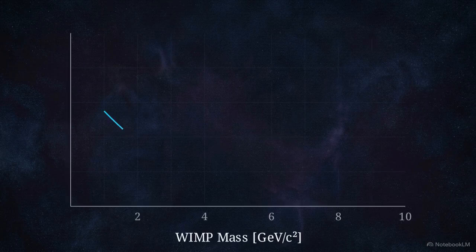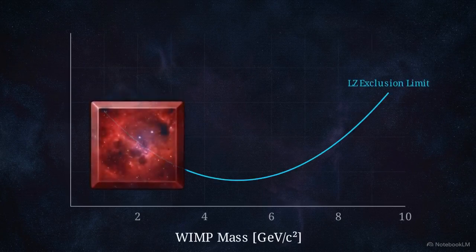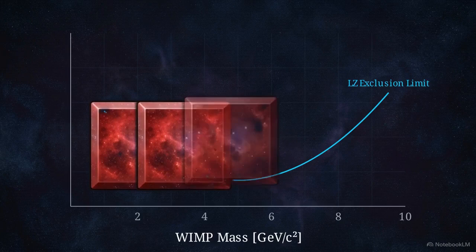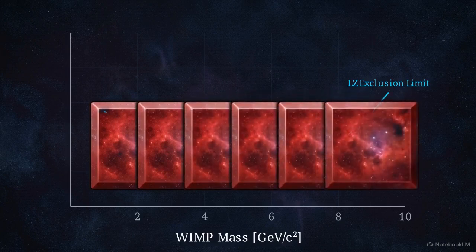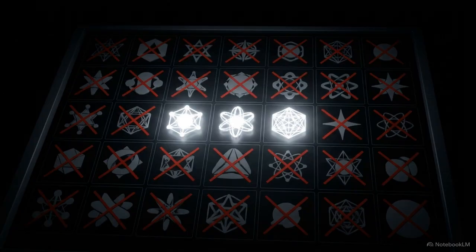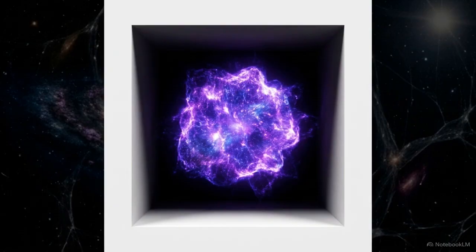Yet, the LZ experiment analyzed its massive dataset and detected nothing. Crucially, by recording 0 collisions, scientists eliminate specific mass ranges, narrowing where these particles can hide. We are systematically ruling out the most likely possibilities. If dark matter is a particle, this process of elimination is slowly forcing it into a corner.